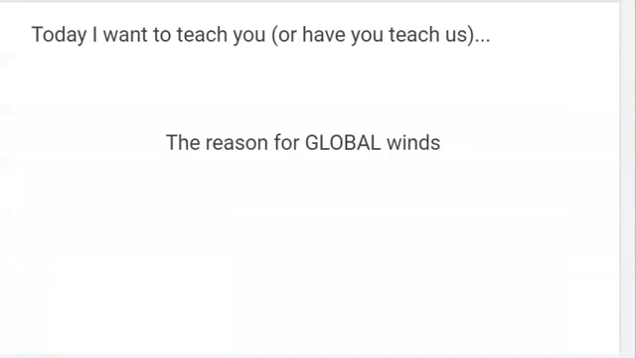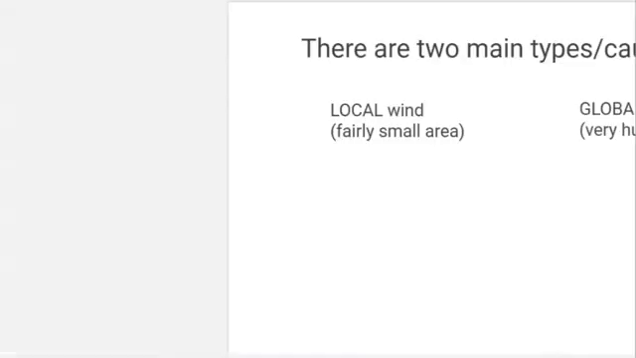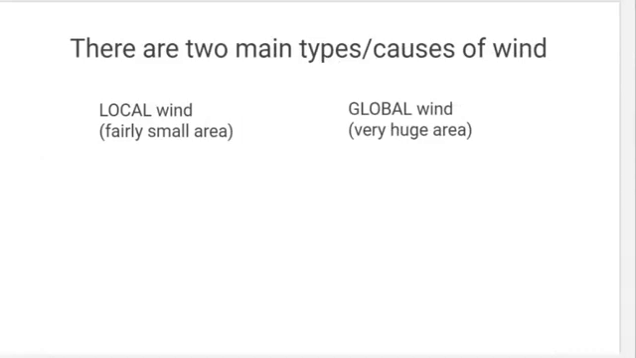So that's it. That's today. I want to teach you the reason for global winds, those other types of winds that we haven't talked about yet. So just as a reminder, there's two main types or causes of wind. Local wind, these happen because of unequal heating and density, of course.